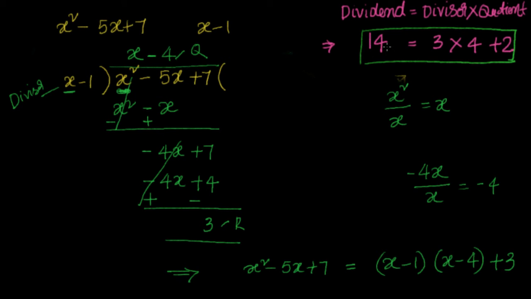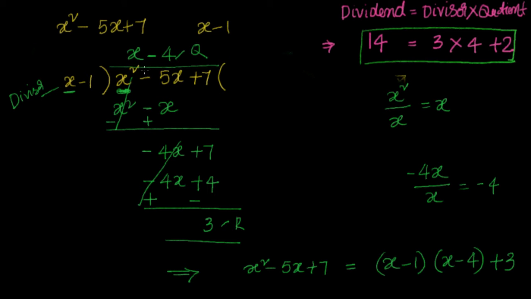This is nothing but exactly equal to: dividend equals divisor into quotient plus remainder. This is how we will be doing this division, which is called long division. How do we do it? Let me repeat again. Look at the term which has the highest degree in the divisor, and remember you have to put both the dividend and the divisor in descending order of degree.